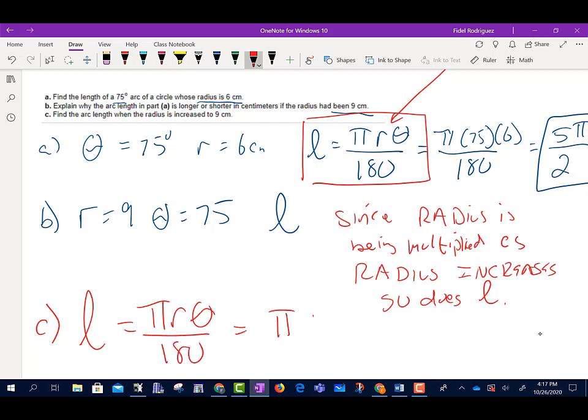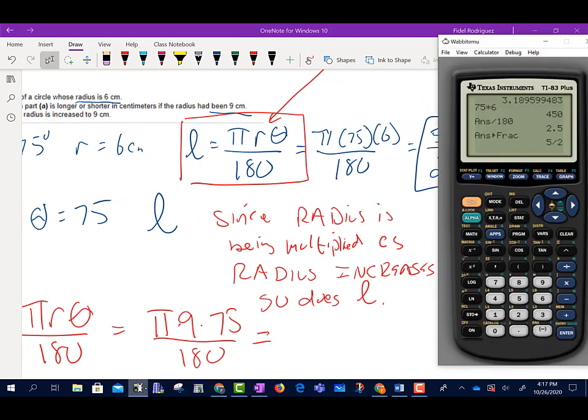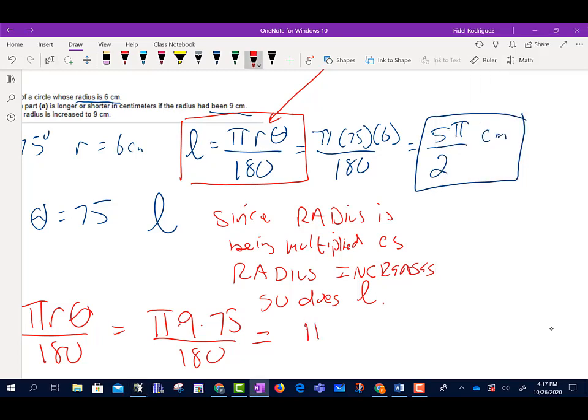So say pi, we said the length is now 9. Theta is still 75 degrees over 180, okay? And let me take my calculator here. So I'm going to take 9 times 75, that is 675. We're going to divide it by 180. Okay, we can convert it to a fraction. Number 1 converts it to a fraction for me. 15 over 4.